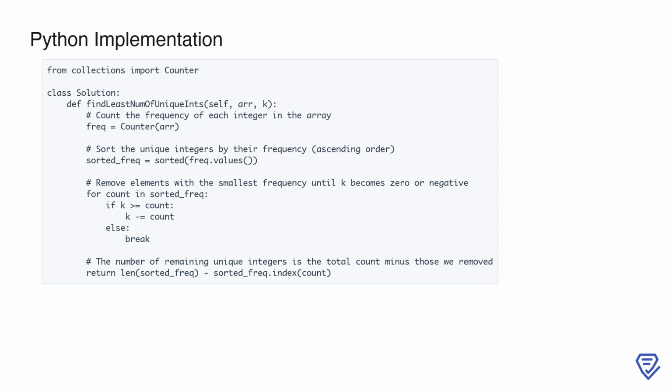In the main logic, we iterate over the sorted frequencies. For each frequency, we check if k is large enough to completely remove that group of integers. If yes, we subtract the frequency from k. If k is too small to remove the next group, we stop the process. Finally, the number of unique integers remaining is calculated as the total unique integers minus the number of groups removed. The solution efficiently handles edge cases like when k is larger than the total array size, ensuring correctness.